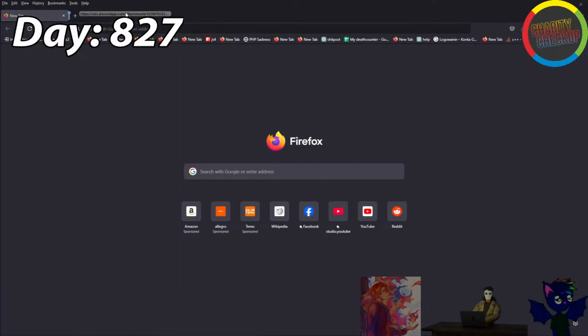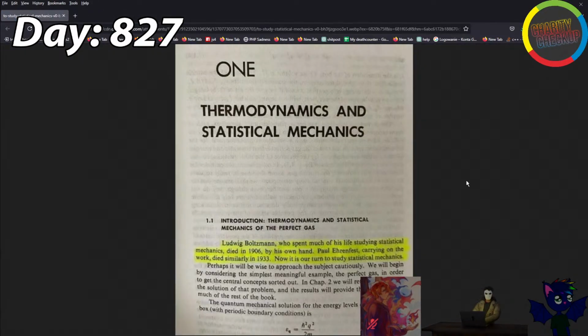It's the... Ludwig Boltzmann, who spent much of his life studying statistical mechanics, died in 1906 by his own hand. Paul Ehrenfest, carrying on the work, died similarly in 1933. Now it is our turn to study statistical mechanics. The most dangerous job in the world, honestly.